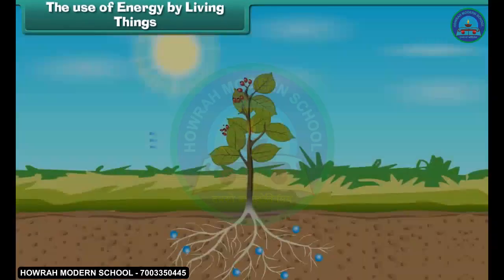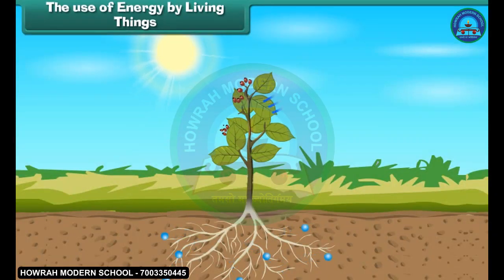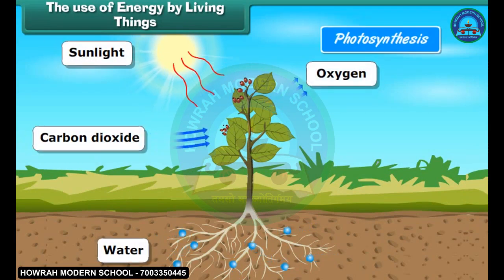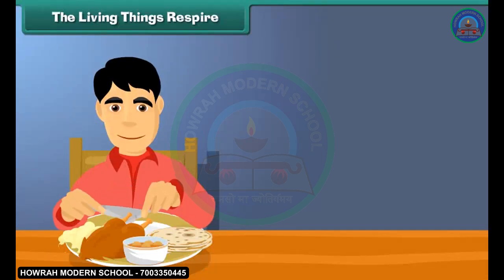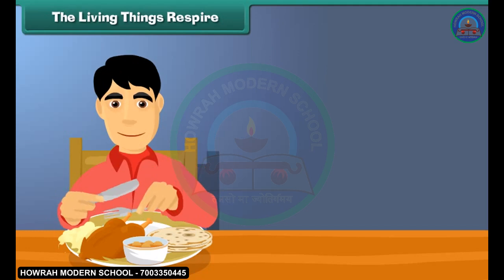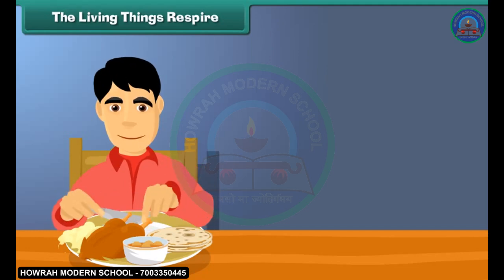Food is prepared by plants by the process of photosynthesis. Plants require sunlight, carbon dioxide, water and chlorophyll for the process of photosynthesis. The living things respire. Living things require oxygen to get energy from the food. They get the required oxygen by the process of respiration.